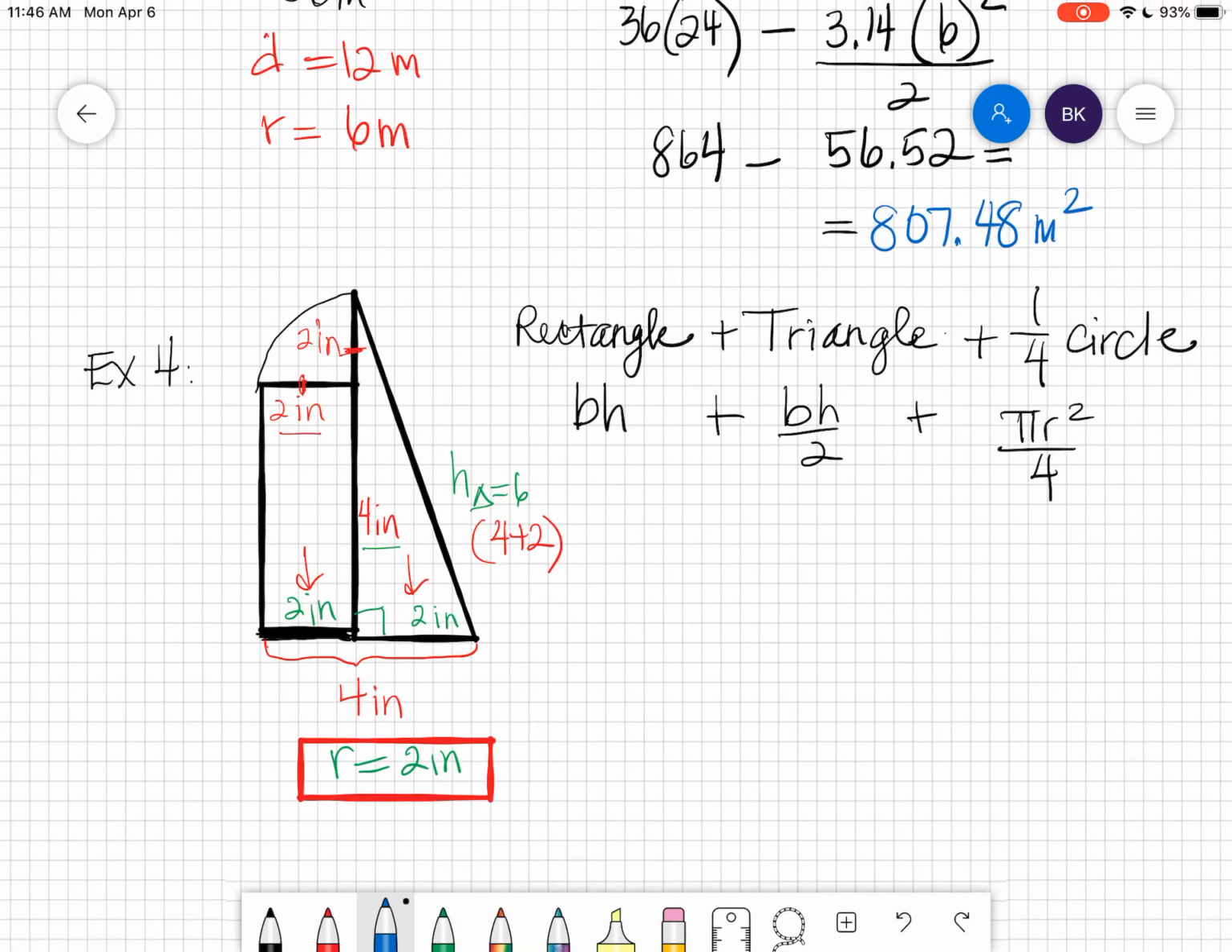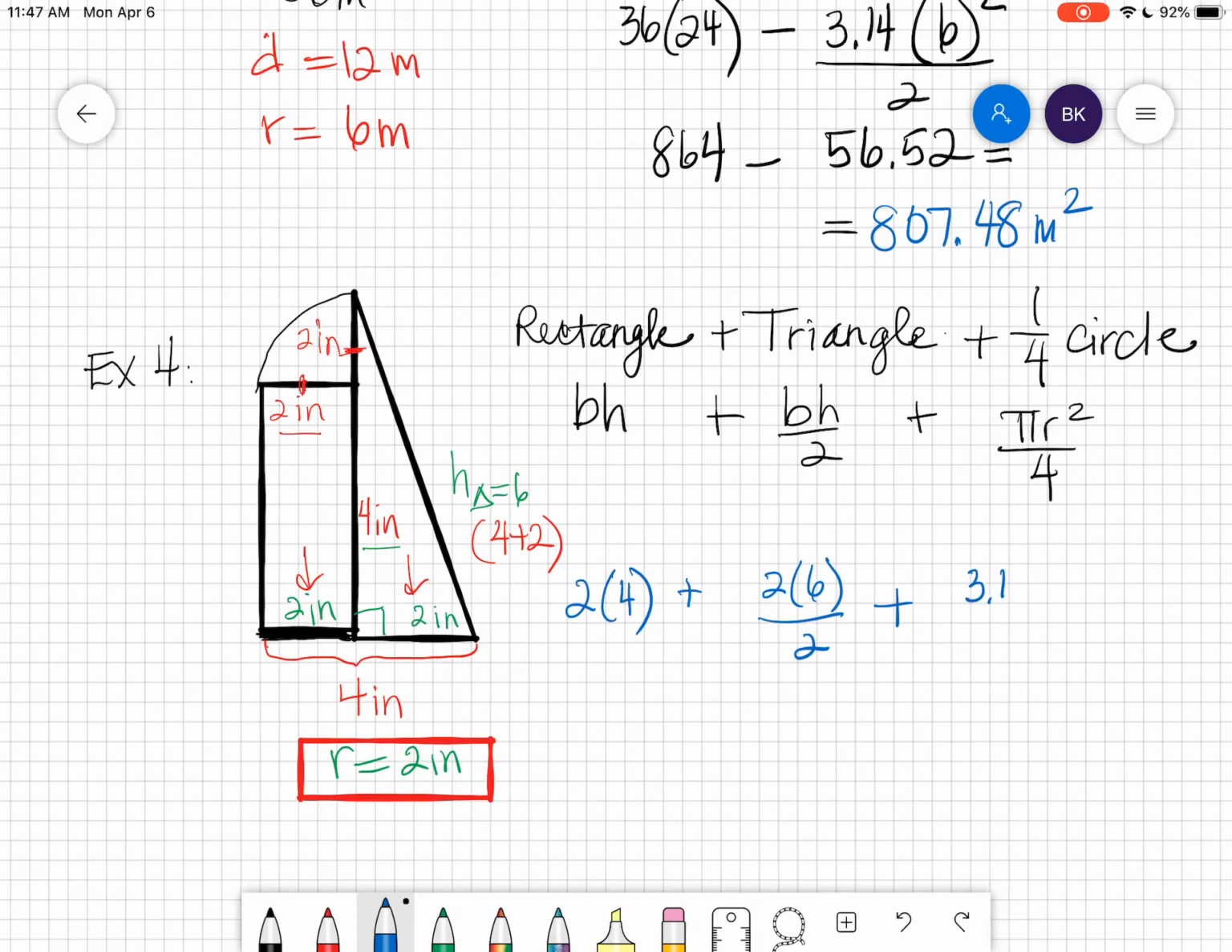Let's take a look at the rectangle, base times height. So we have 2 times 4. Okay, so I'm just going to write it 2 times 4 for our rectangle. Plus, let's take a look at the triangle. The height is 6 and the base is 2. So 2 times 6 divided by 2. Plus, we have pi r squared. And of course, it's 1/4, so it has to be divided by 4.